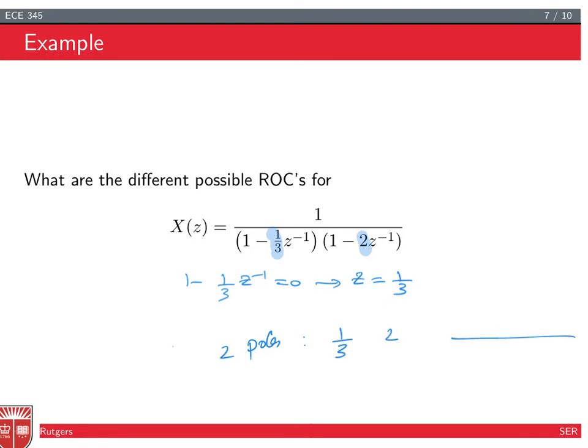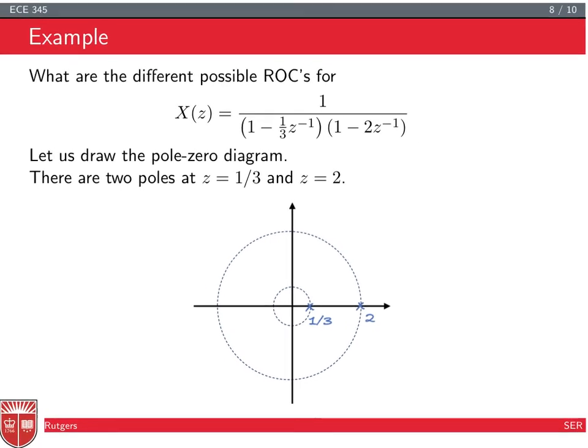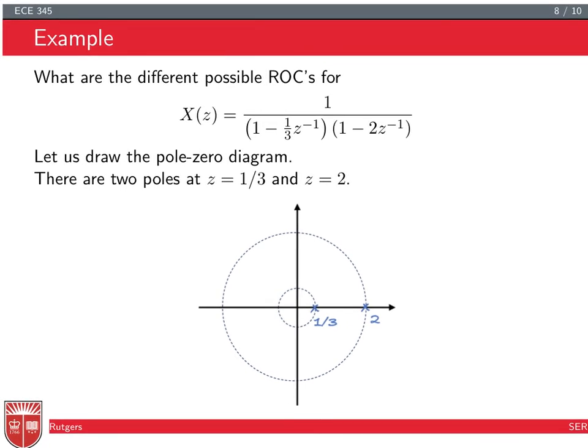So this is the pole-zero plot. So this is 1/3 here, and this is 2. So basically, this is what this slide is saying: on the pole-zero diagram, we have 2 poles, one at 1/3 and one at 2.